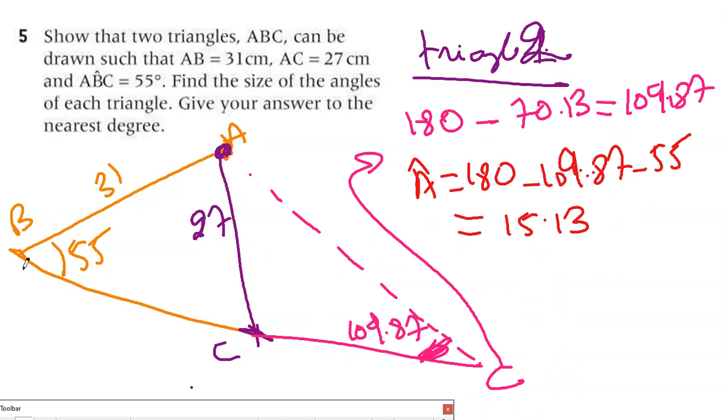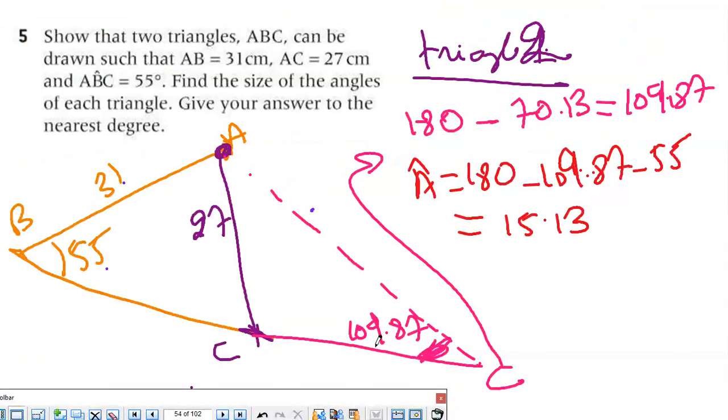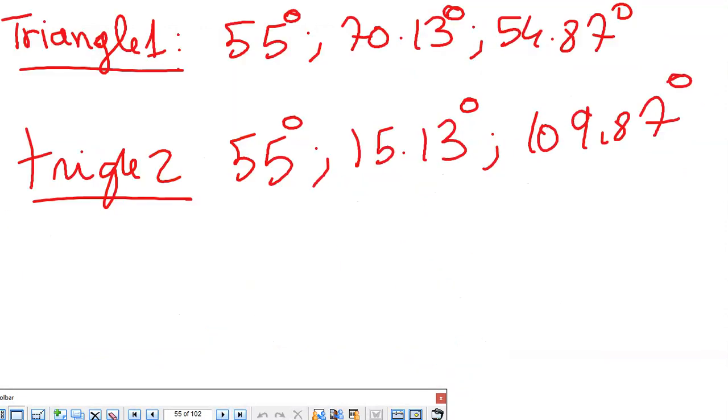The other triangle, sorry, it's ABC. So I have 31, 55, this is 27, but the angle C now is 109.87. And also I can find the third one, A, here by doing 180 minus the other two. And if I want to find the missing side, I can do law of sine. But if I don't need to find it, I just stop here. So this is 55, 109.87. Then I have to find the third angle A, 180 minus. And then I have the two triangles. Triangle 1 will be 55, 70.13, 54.87. And triangle 2 will be 55, 109.87, and 15.13.